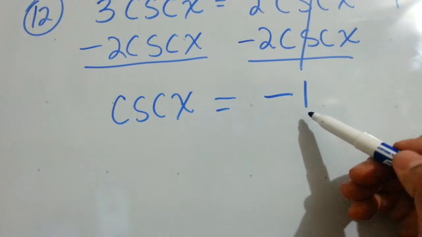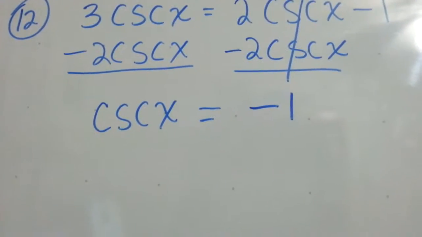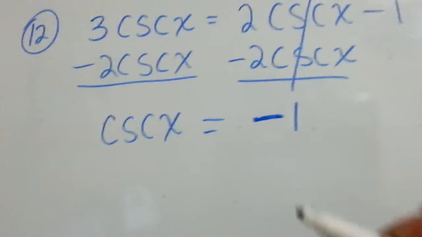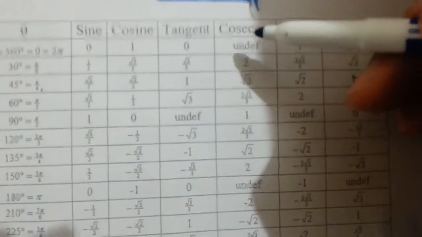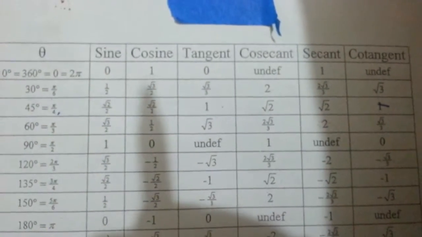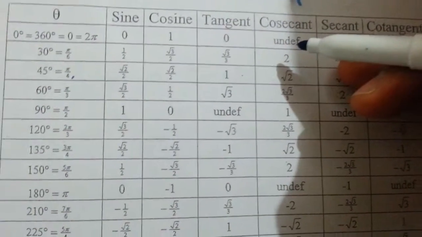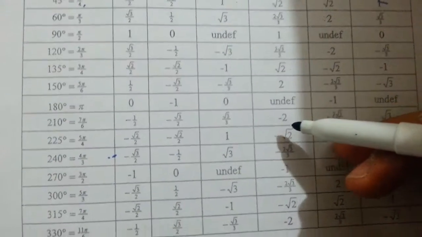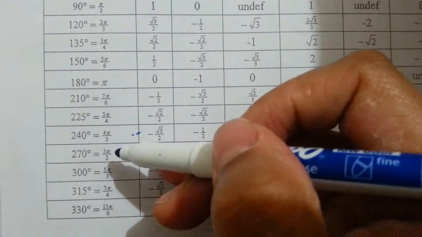So look, over here, you're not going to have plus or minus answers. You're just going to get the one that you got, and you got negative 1. So when you go to the table, you're looking for cosecants. I'm going to zoom it in. You're looking for cosecant that's equal to negative 1. So we're looking right here, negative 1. Which angle is this? 3 pi over 2.